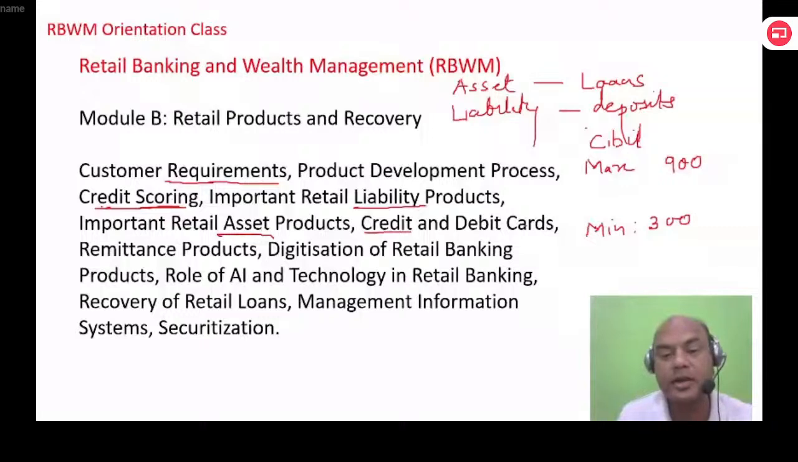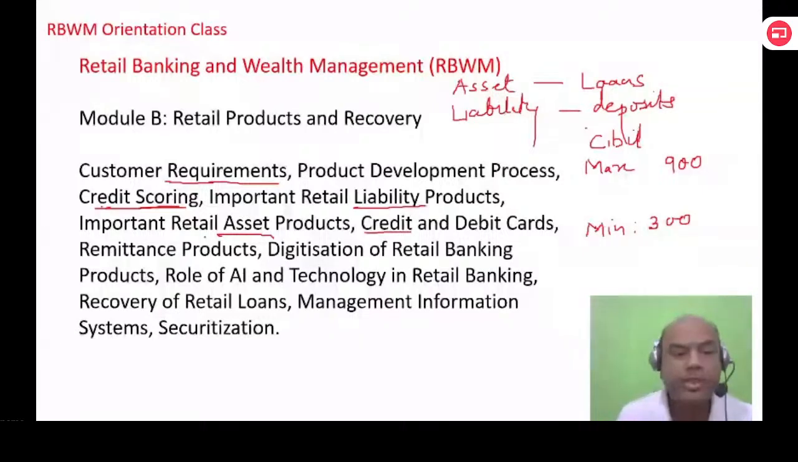Okay, credit and debit card. Debit card is easy, right? The concept behind credit card is: use now and pay later. And debit card is what? Use now, pay now. You immediately use the debit card anywhere, then immediately the amount gets debited from the savings account. But that is not the case in credit card.